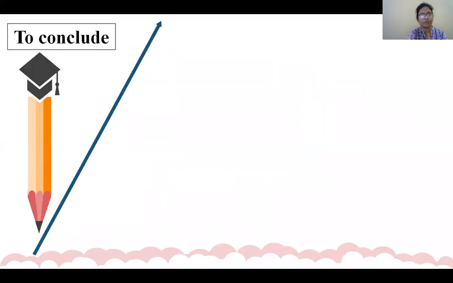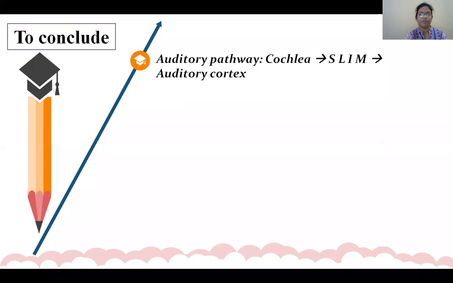So to conclude, we can say the auditory pathway starts right at the level of hair cells, which are located in the cochlea, and goes to the superior olivary complex, lateral lemniscus, inferior colliculus, and medial geniculate body. From the medial geniculate body, the acoustic radiations project into the auditory cortex. So this is the summary of the auditory pathway.